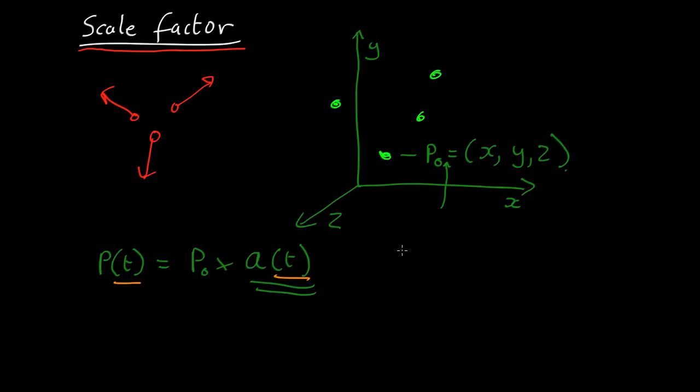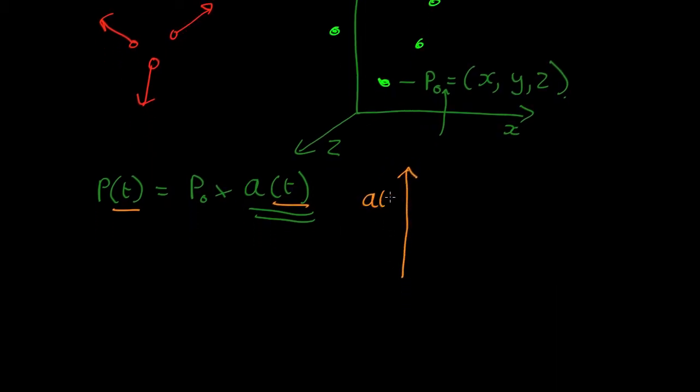What do we know about a of t? Well, we know space is expanding at the moment, so a of t must be getting bigger. So as a function of time, let's say that's the present day, and we'll define the scale factor at the present day to be 1. And we know the universe is expanding, so it's going up like this. So in the future, a of t will be more than 1, and in the past, it'll be less than 1. So that's how we calculate where things are going.